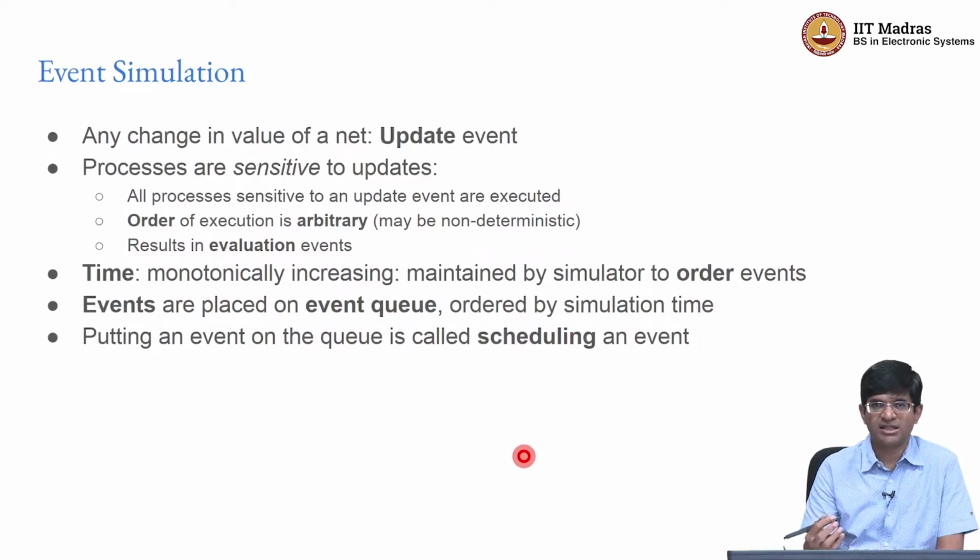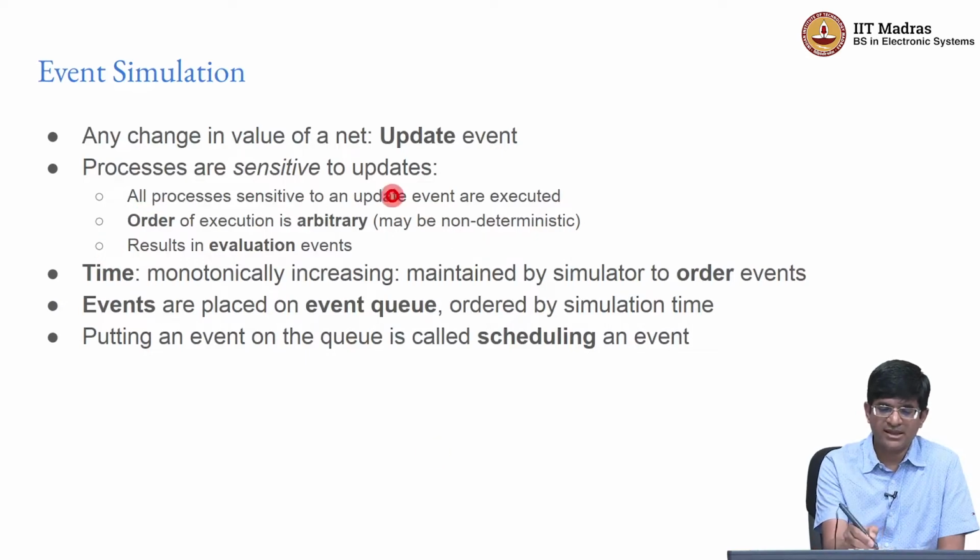Any change in the value of a net, where a net is basically a wire in a circuit, but as far as Verilog is concerned, any signal which holds a logical value, is called an event, or in particular an update event. And as we already saw, always blocks have sensitivity lists. They are sensitive to these kinds of updates. Anytime a net gets updated, the always block has to then go in there and re-evaluate.